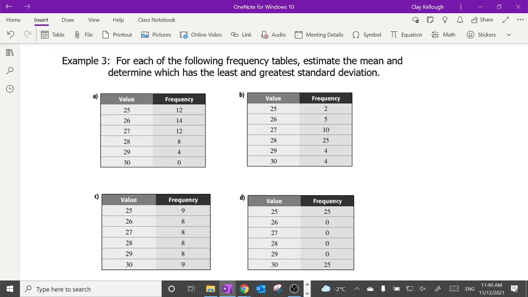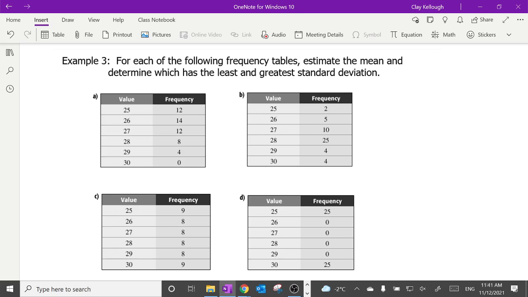Okay, so let's take a look at these frequency tables. Remember what this means, right? This means that the value 25 happened 12 times. We've seen this one before. The value 26 happened 14 times. The value 27 happened 12 times. Let's estimate the mean. The mean here would be 25 12s plus 14 26s plus 12 27s plus 8 28s plus 4 29s, and then divide that by however many there are here. What is that? 10, 20, 30, 32, 36, 38, 46, 50. It looks like it's 50 data points for at least this one.